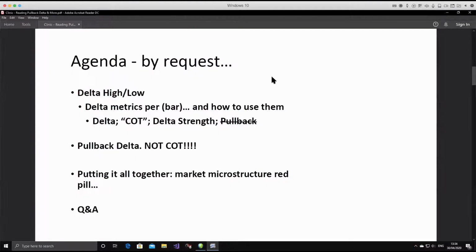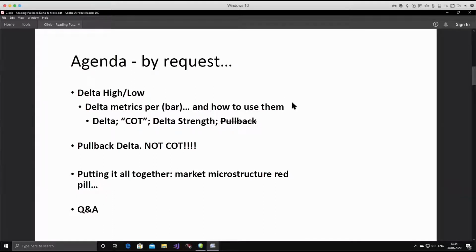So the agenda, by request. The specific request was to look at delta high, delta low, high delta, low delta, and look at pullback delta. And then I'm going to expand on this as well and revisit some examples of what we can do when we put some of this understanding together, also based around the delta that we can interpret within various order flow patterns.